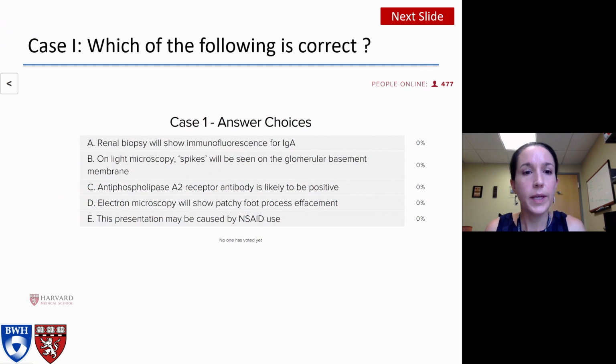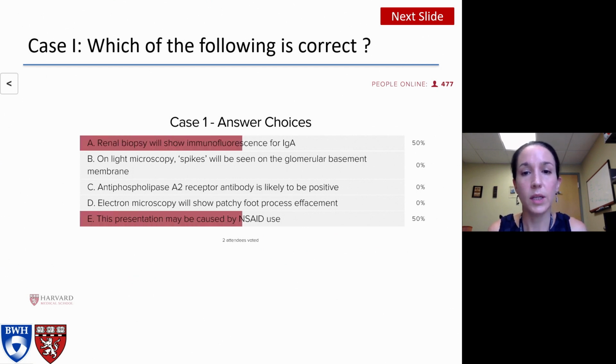So which of the following is correct? The renal biopsy will show immunofluorescence for IgA. On light microscopy, spikes will be seen on the glomerular basement membrane. Antiphospholipase A2 receptor antibody is likely to be positive. Electron microscopy will show patchy foot process effacement, or this presentation may be caused by NSAID use. I'll give you a moment to give some answers.